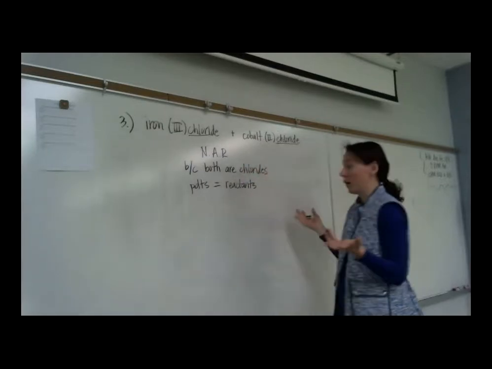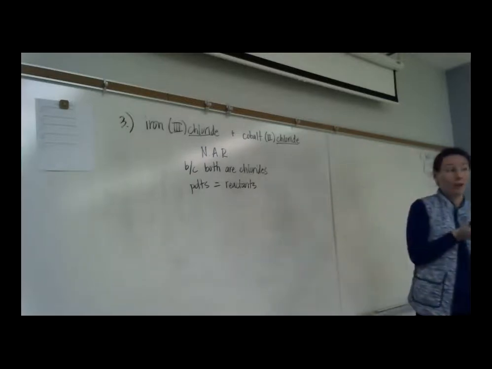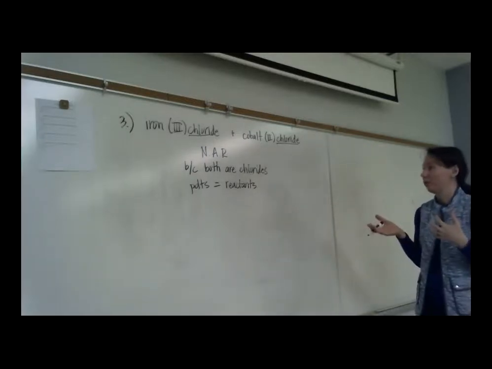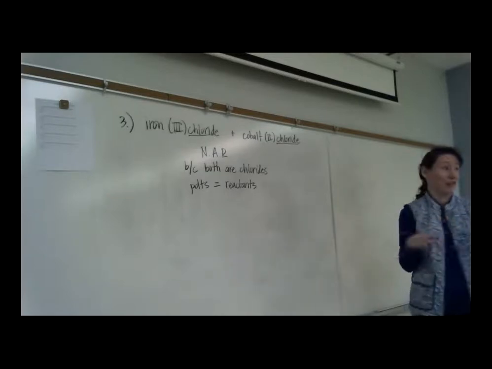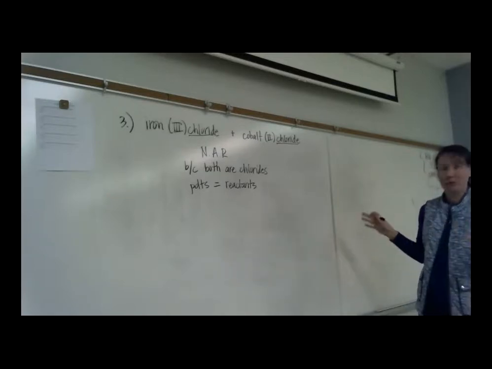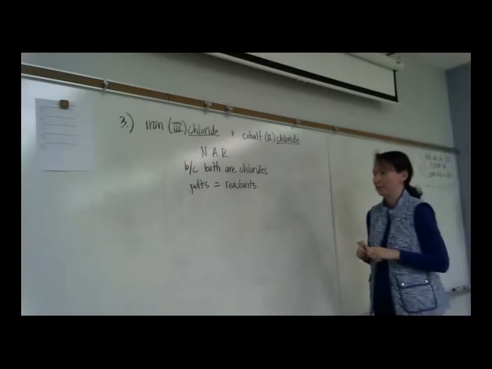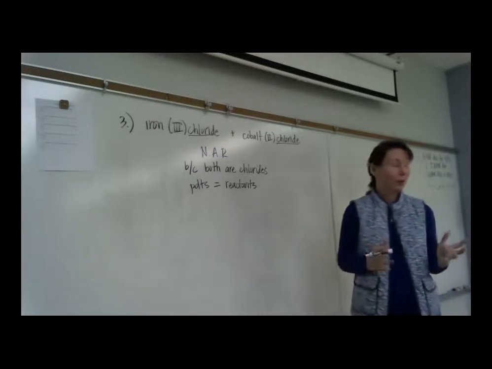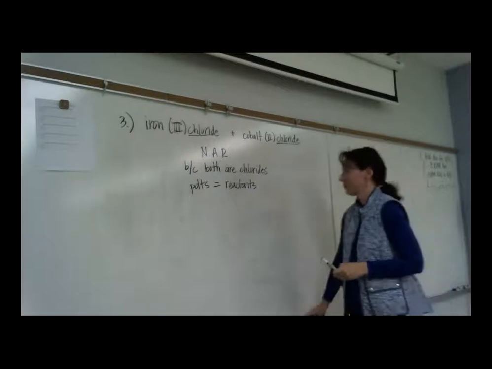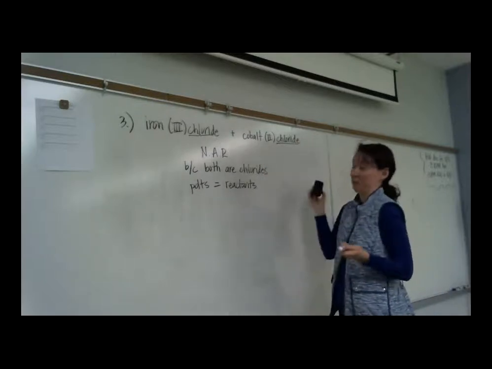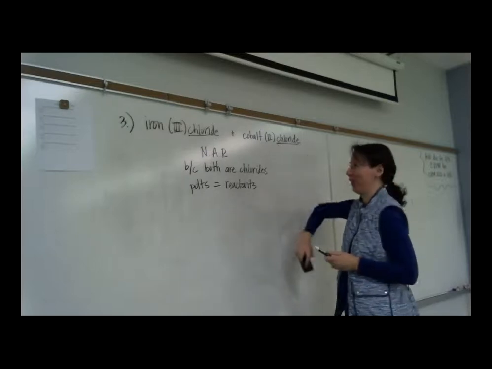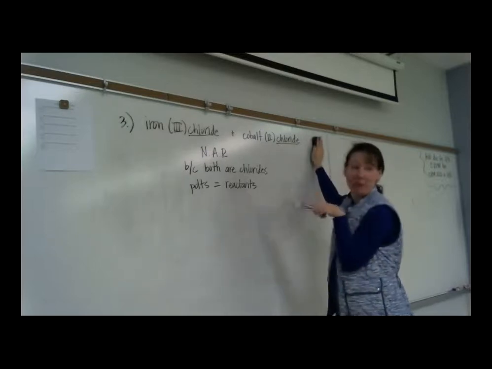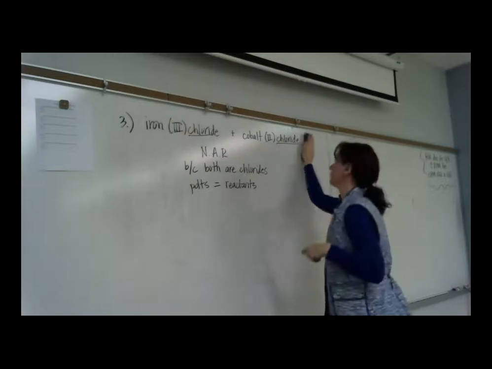Right? If they're both chlorides, you're going to start out with iron 3 chloride and cobalt 2 chloride, and you're going to end up with iron 3 chloride and cobalt 2 chloride. There's literally no change here. Both of them are chlorides, so that's no apparent reaction. That saves us a lot of writing. Woohoo! So if you've got the same anion, that's what you want, right? Because that's less work for everybody. Does everybody see why this is no apparent reaction? Okay.